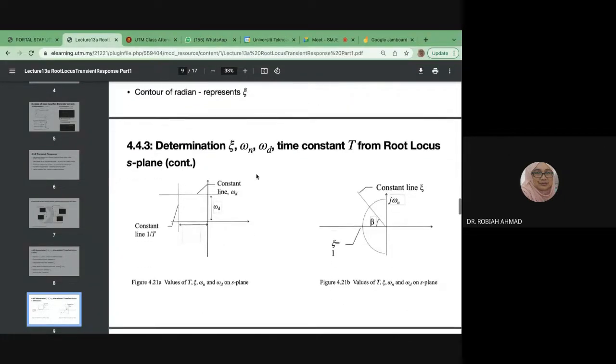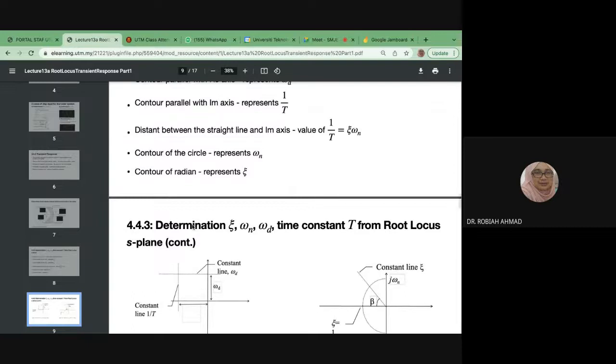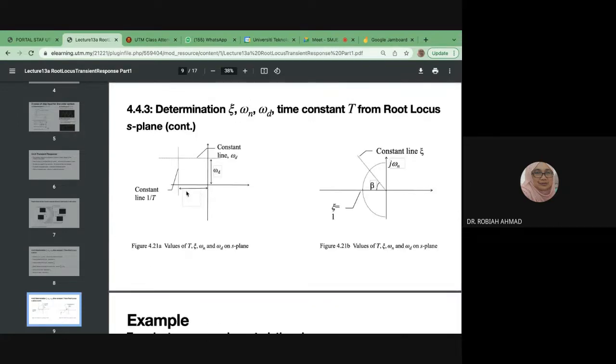Okay, so apa maksud dia? Bila kita buat S-plane, okay, so these are the value. Dah ada juga yang tertinggal ni. Kat bawah tu actually this one, yang bawah ni yang X ni kotak tertinggal ni actually omega n, zeta omega n which is 1 over t. Kenapa dia hilang? Ni. Zeta omega n 1 over t adalah distance between straight line and imaginary axis. So sini ya. Okay, and then constant line 1 over t.